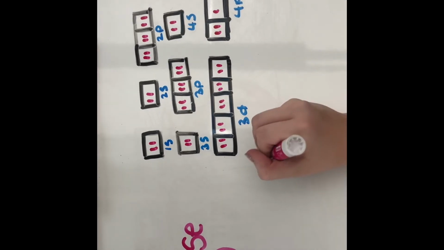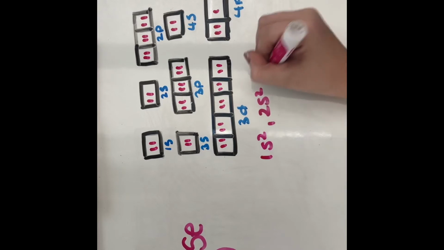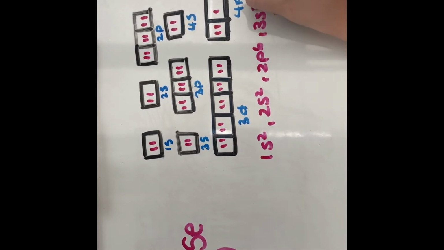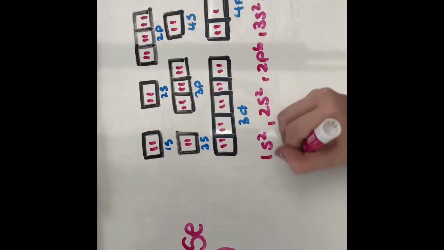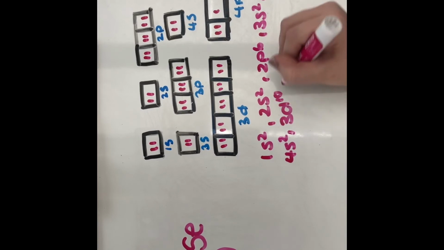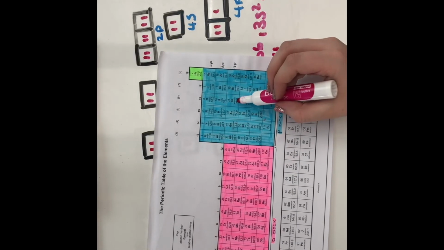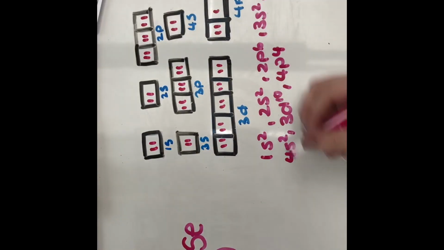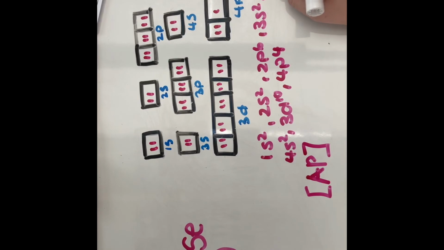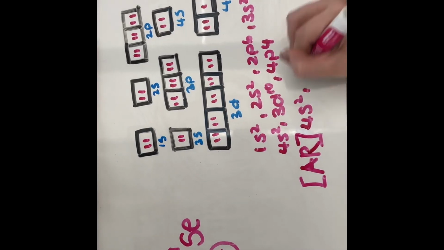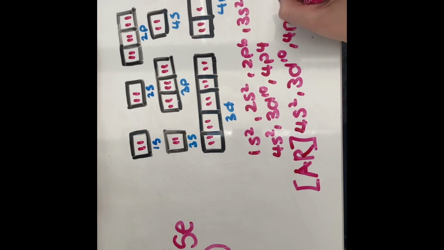So the long configuration is 1s2, 2s2, 2p6, 3s2, 3p6, 4s2, 3d10 and 4p4. So using the periodic table, we find selenium, which is here. So we've got to go back again to argon. So it would be Ar in brackets, and then it only goes up to 3p6, so we have to add 4s2, 3d10 and 4p4. Using these methods, you can work out any element on the periodic table.